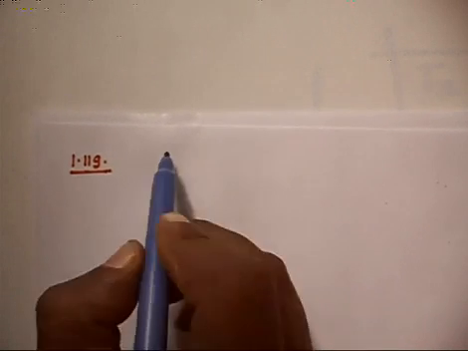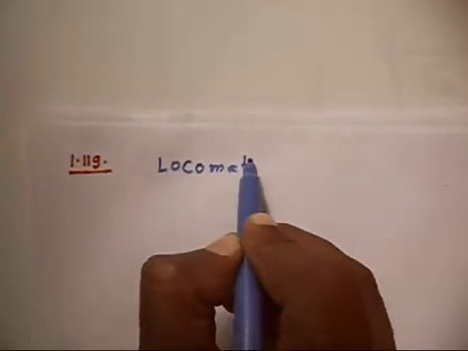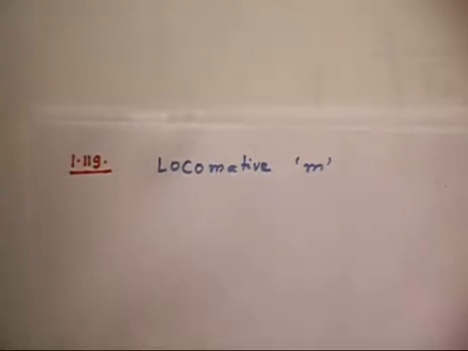Problem 1.119. The problem says a locomotive has mass m. So there is a locomotive, something like a train. Of course I don't have a locomotive here, but Irodov has a locomotive of mass m.